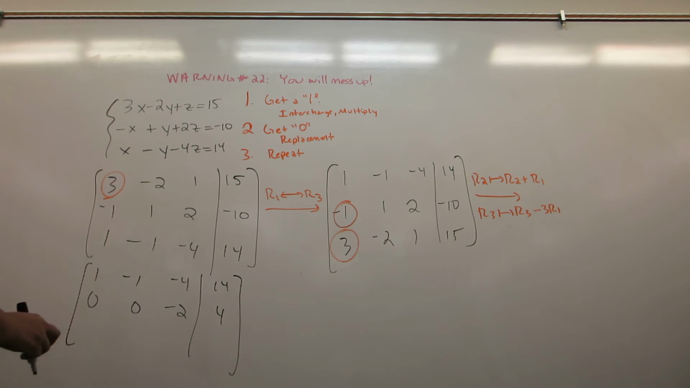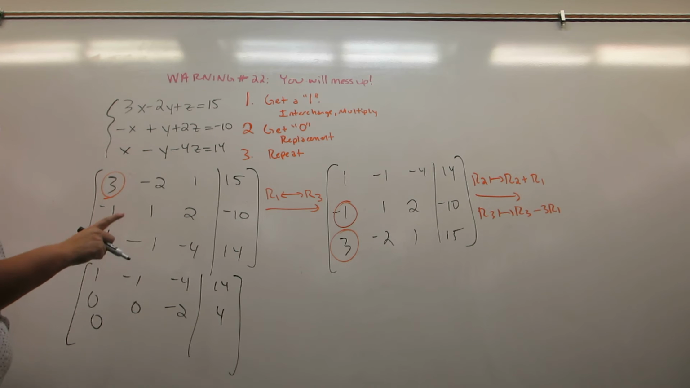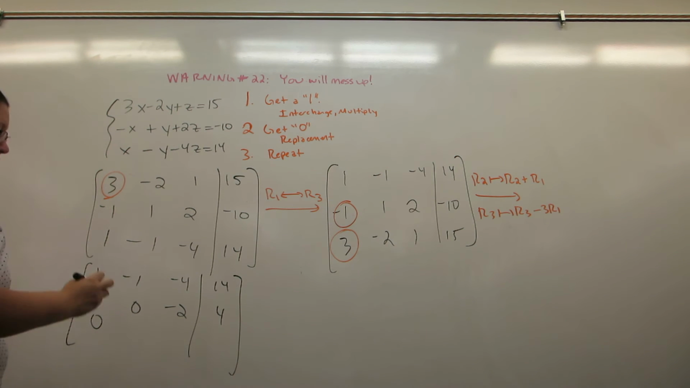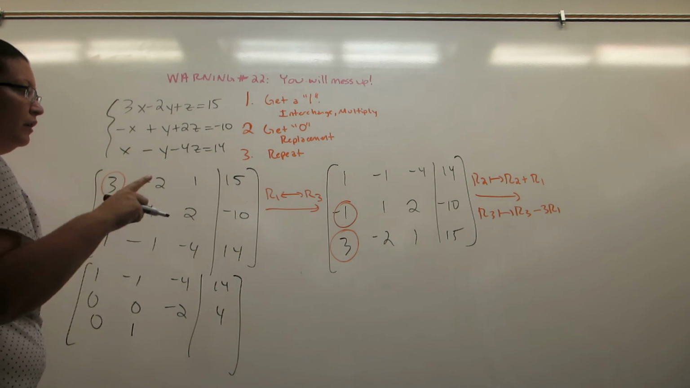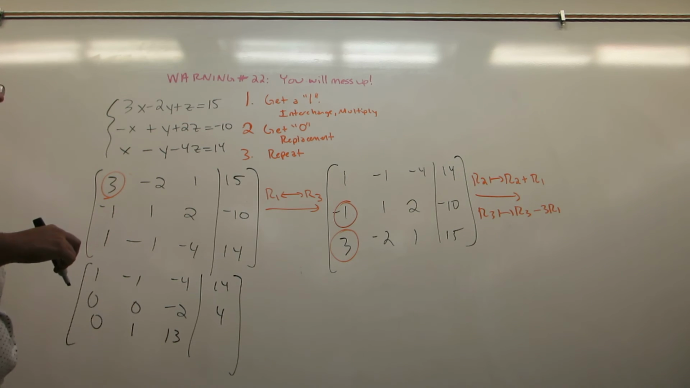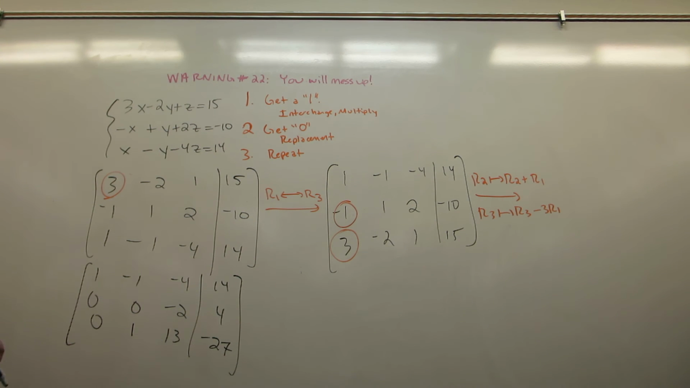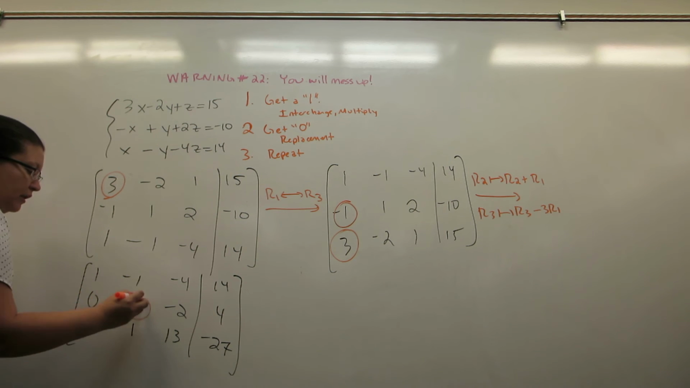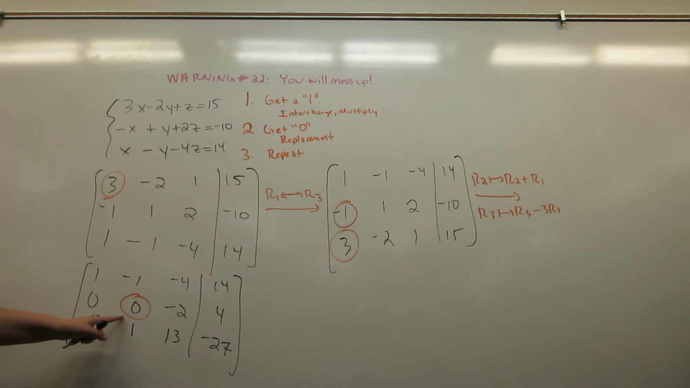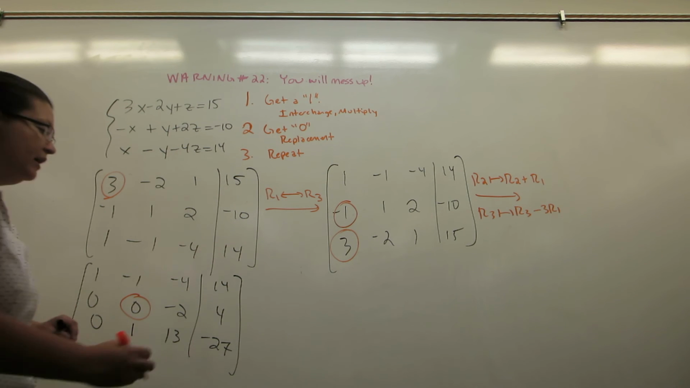Okay. So I end up with 0. Negative 2 plus 3 is 1. 1 plus 12 is 13. Okay. And 15 minus 3 times 14 is negative 27. Okay. All right, now my next goal is to get a 1 here. And no matter what I multiply by, I cannot turn a 0 into a 1. So instead, I'm going to switch the second row and the third row, since it already has a 1 there.